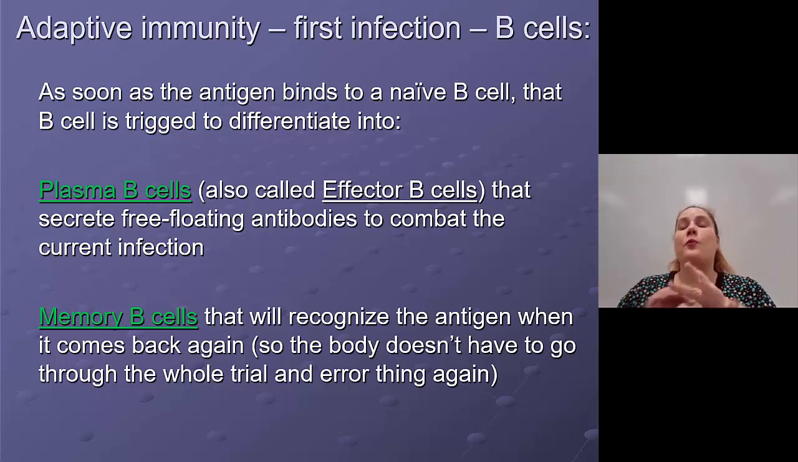Okay. So the naive B cell bonds. And as soon as it bonds to that antigen, as soon as it realizes he's the right thing, she's the right thing, it will differentiate out into plasma B cells and memory B cells. I don't know why I was really worried about getting the right gender on those B cells, but at any rate, no matter what their gender is, or if they have no gender, that's fine.